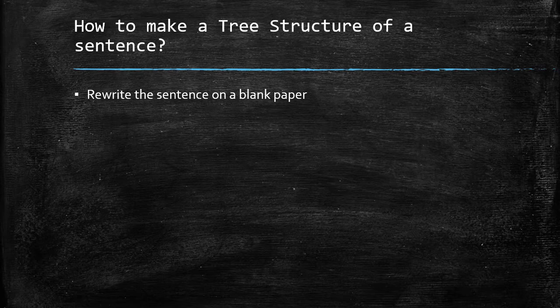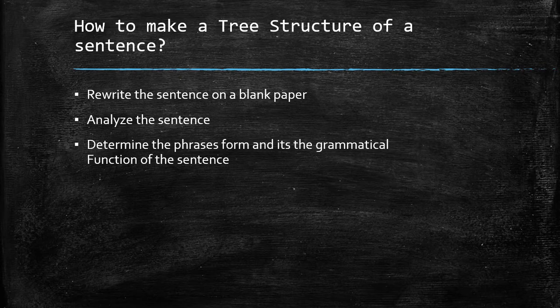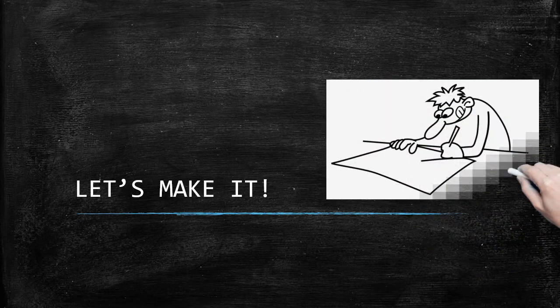So, how to make a tree structure of a sentence? First, you have to rewrite the sentence on a blank paper, or you can retype the sentence or the question. The next one, you have to analyze a sentence. It means you have to analyze it from a sentence to the phrases and to the words. So you have to determine what kind of phrases, the form, and its grammatical function in the sentence. And after that, you have to determine the words of each phrase. Okay, let's make it. Are you ready?